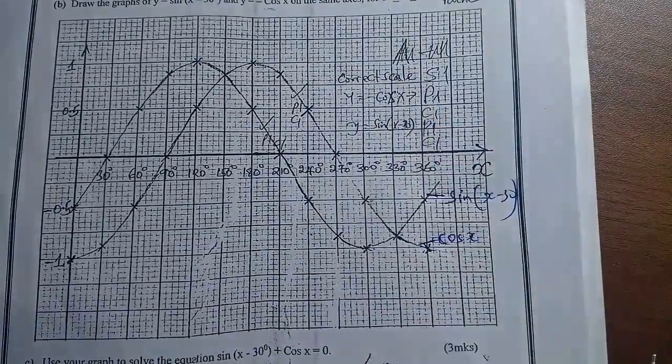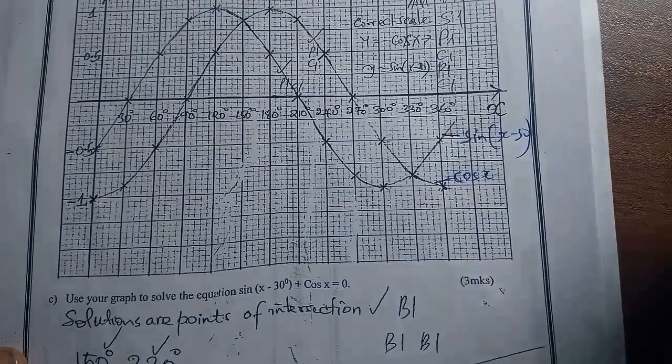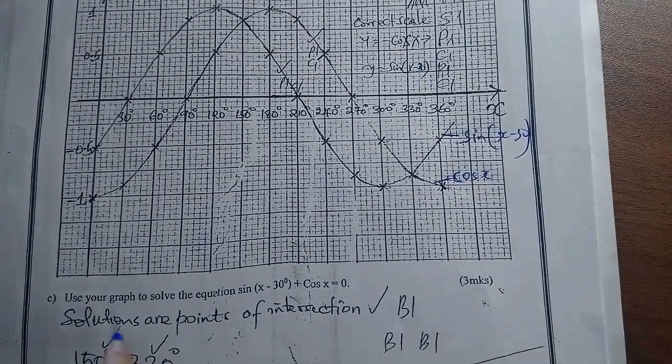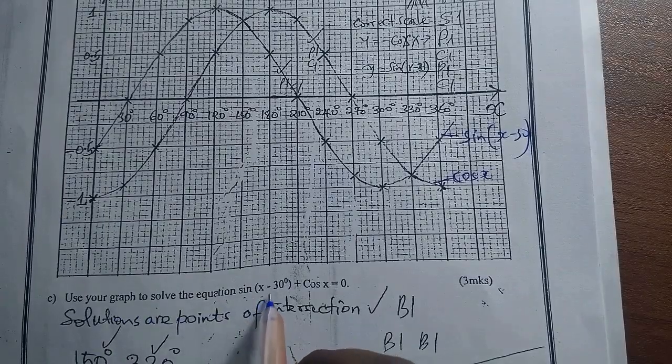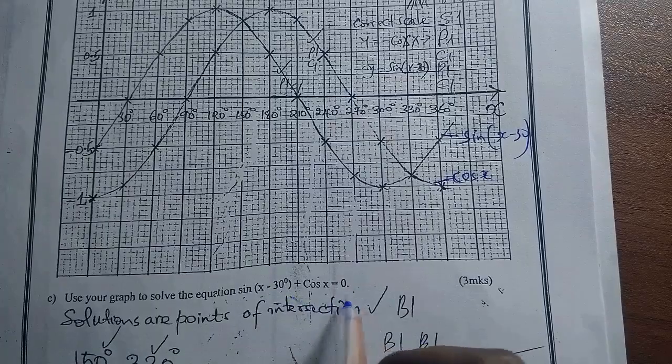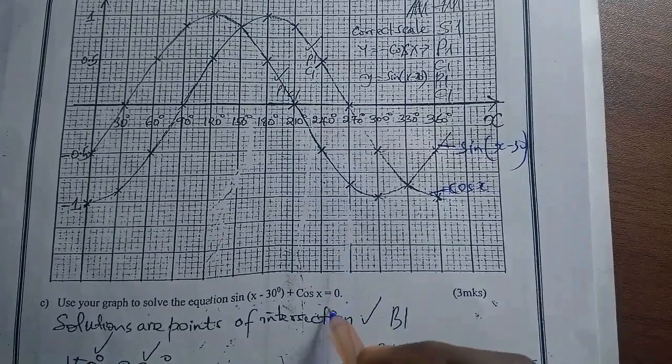Now the question part is where students get a problem. Use your graph to solve sin of x minus 30 plus this is equal to 0. This is an equation. This is actually the same as this.